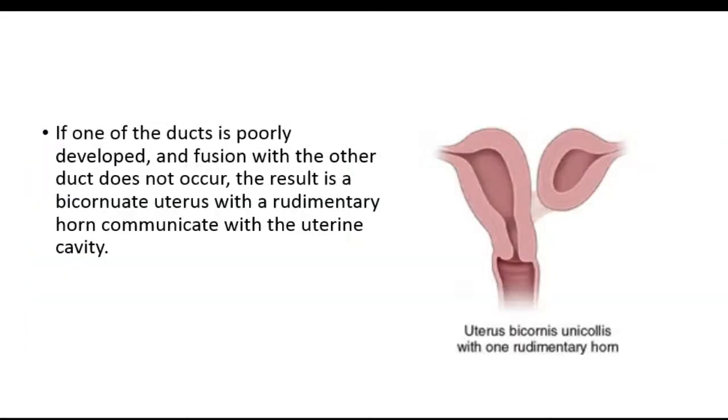If one of the ducts is poorly developed or degenerated during fetal formation, fusion with the other duct has not occurred. The result is a bicornuate uterus with a rudimentary horn, which may or may not communicate with the uterine cavity. So it's maldevelopment of the second horn, second duct, and this is uterus unicornis and unicollis, one cervix, and this is the rudimentary horn.